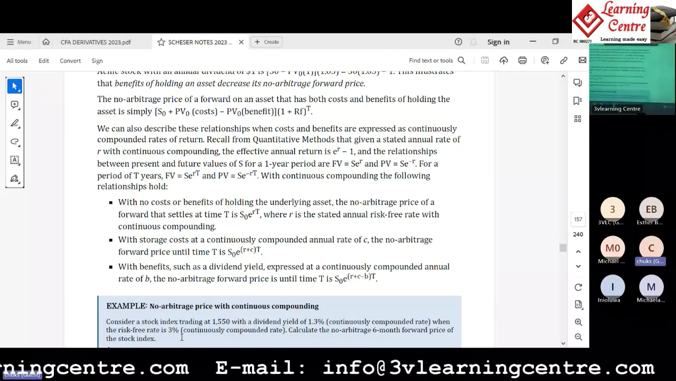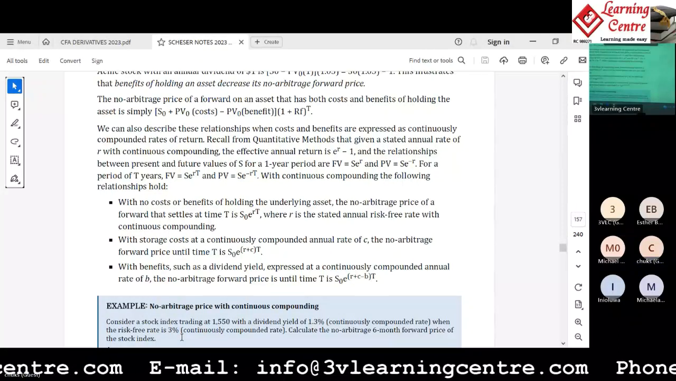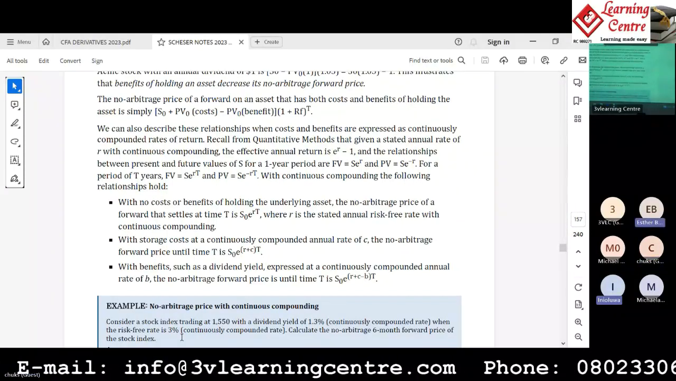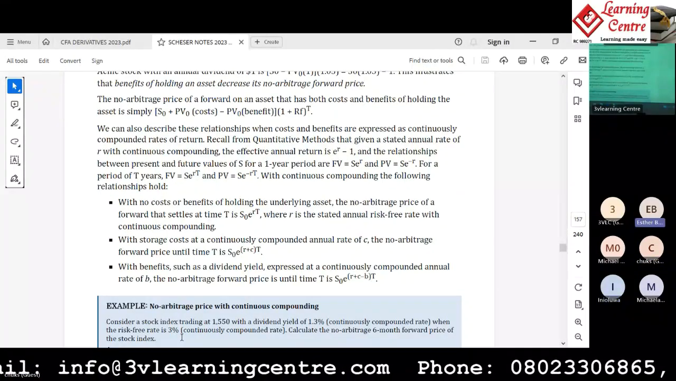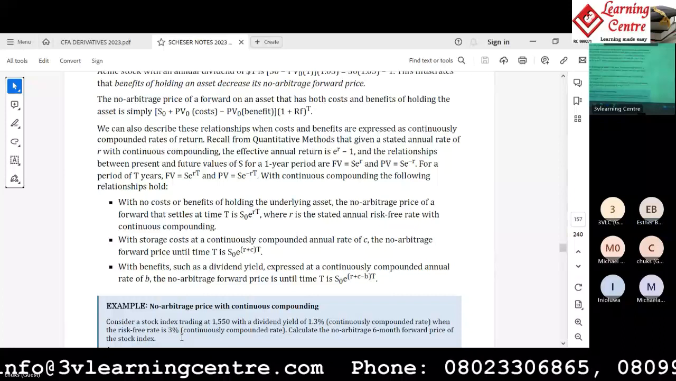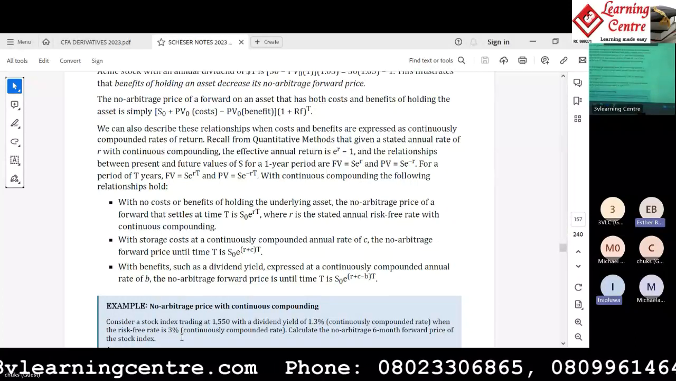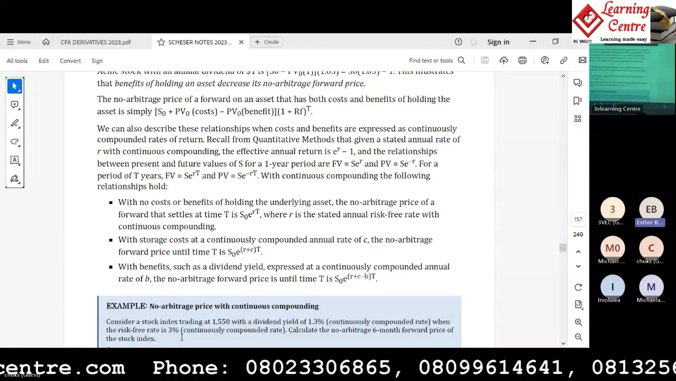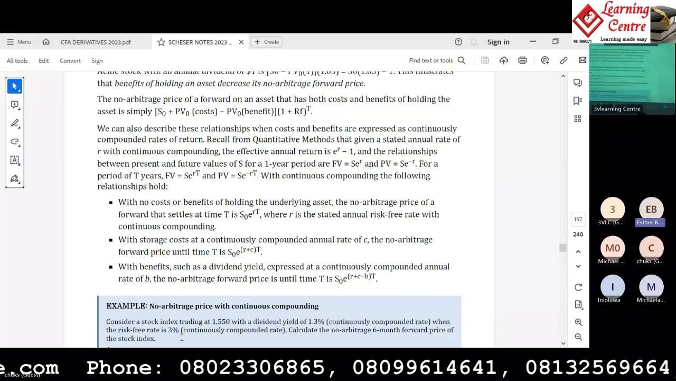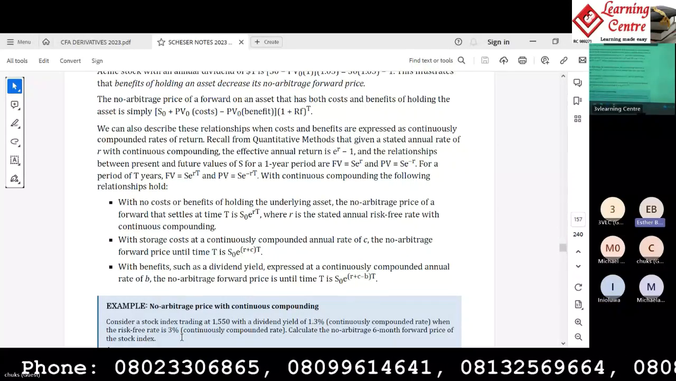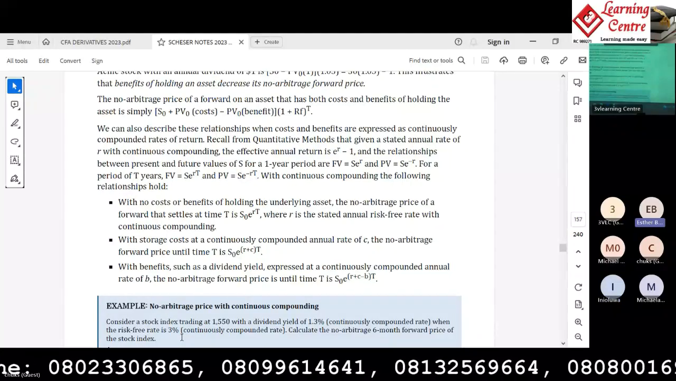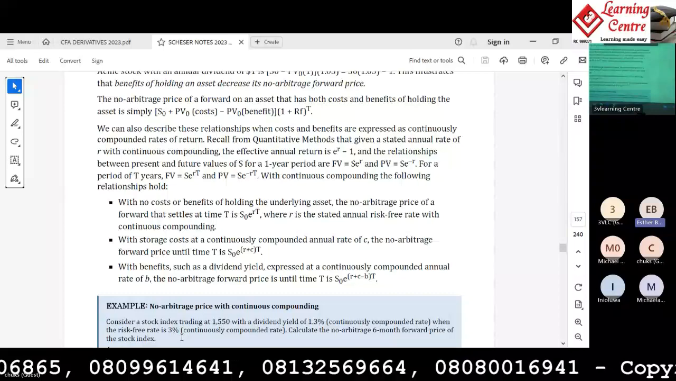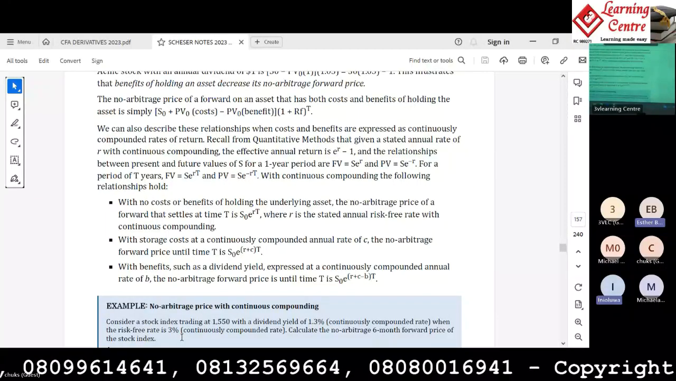Okay. Esther, run me through what you did. So because it's continuously compounding, I did E raised to power 3% multiplied by 0.5. 0.5 is 6/12. So once I put 3% times 0.5 and I did the E of it, I got something. Then I multiplied it by 1550.